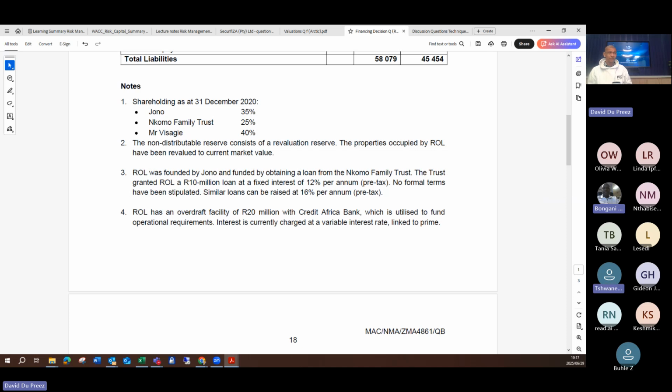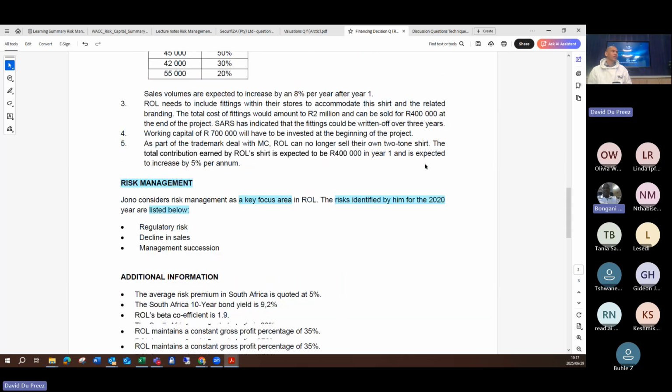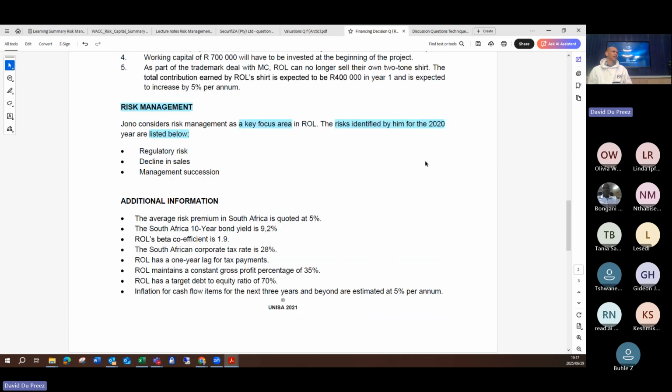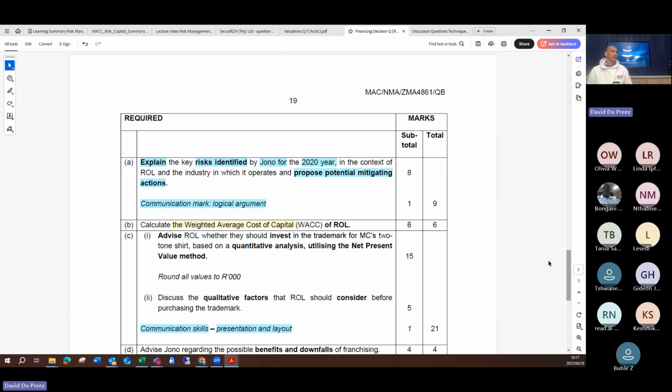Hello. Yes, there. If you go to your additional information, the second line from the bottom. Oh, I didn't go further down. Sorry. All right, there we go. It says Roll has a target debt to equity ratio of 70%. All right. And then they say calculate the weighted average cost of capital.